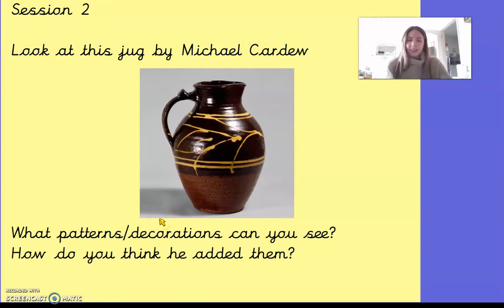How do you think he added these patterns though? What do you think he did to add them? Perhaps you thought that maybe he used a gloss. Once he'd produced the clay pot and it had dried, he used a different coloured gloss, which I can see here at the top. Maybe he's used some paint to add the patterns, or perhaps he maybe used some tools as well to add the patterns and then he painted over them. And that's what we're going to be thinking about today.